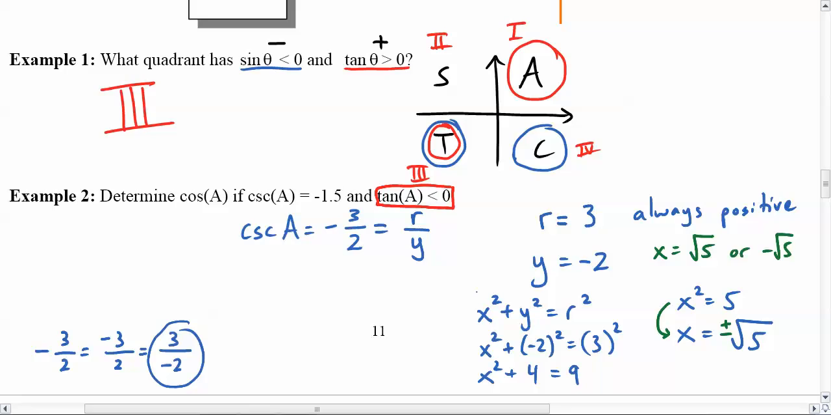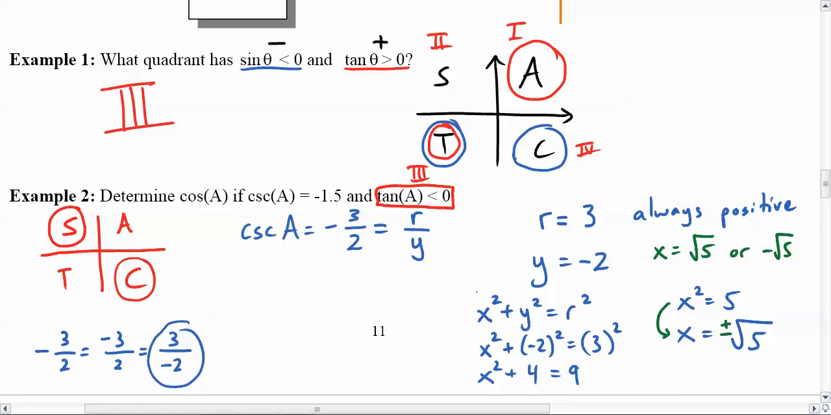So it says tan is less than 0. So that'll tell me which quadrant I'm in. All Students Take Calculus. Tan is less than 0 in quadrants 4 and 2. Okay, that doesn't help. Is there anything else I could use to help me know which quadrant I'm in?